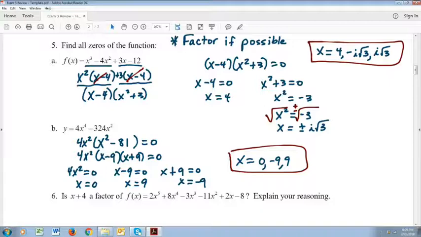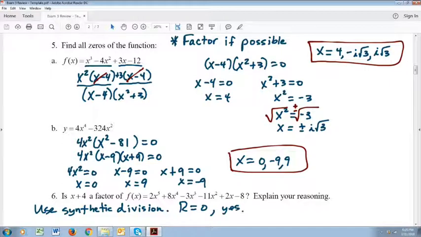On number 6, it asks you if x plus 4 is a factor of this polynomial. And the answer is yes, if your remainder is 0. Otherwise, the answer would be no. So again, you want to use synthetic division. And if your remainder is 0, then the answer will be yes. So on the test, you just want to make sure that you don't just say yes or no. You got to show or justify your answer using synthetic division.